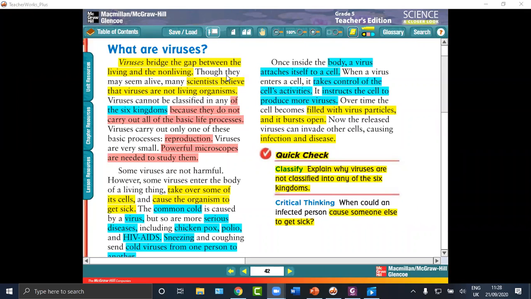Okay, we mentioned that before a little. Now I will tell you, but before that you put a highlight now, and when we finish I will explain the difference between virus and bacteria. Don't worry. Now we have finished page 42.